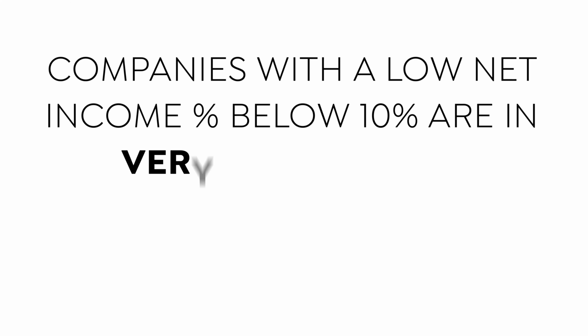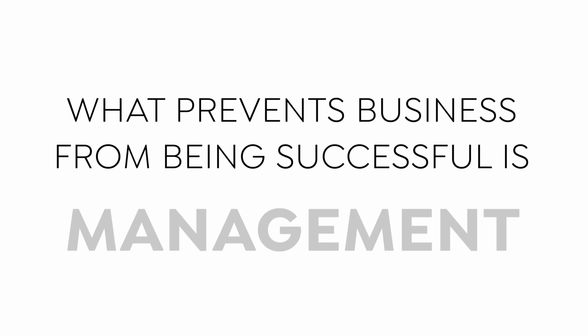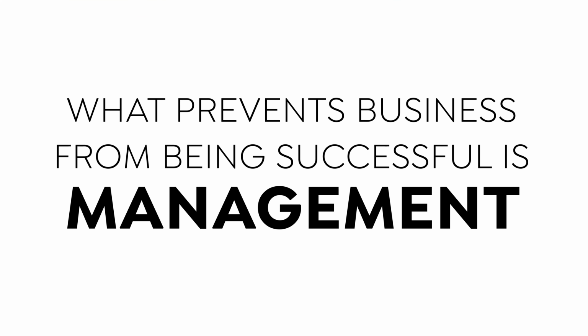Companies with net income percentage of 10% or less tend to be in highly competitive industries and are also not being run that efficiently. You have to remember that every business is 100% capable of being a great business and having margins like Apple has. Nothing stops a business from being great, even in super competitive industries. What generally prevents businesses from succeeding and being great is management, really the people in charge.